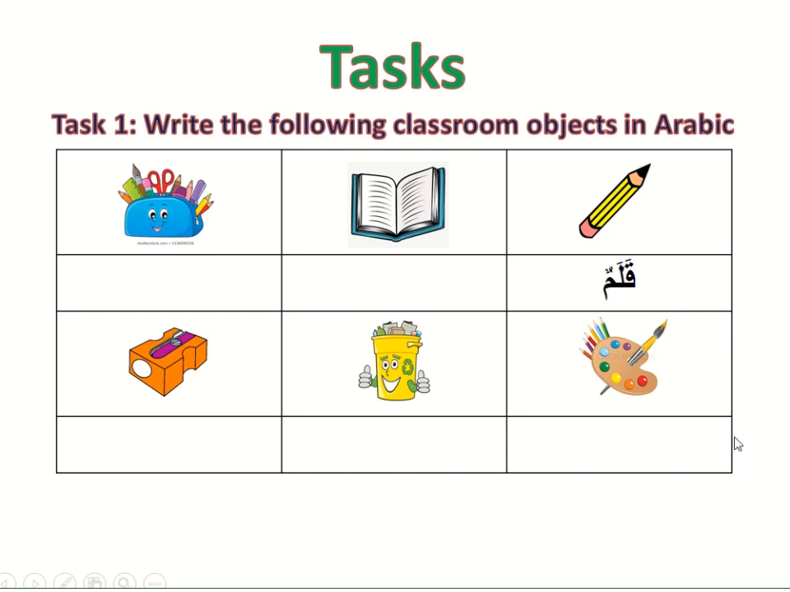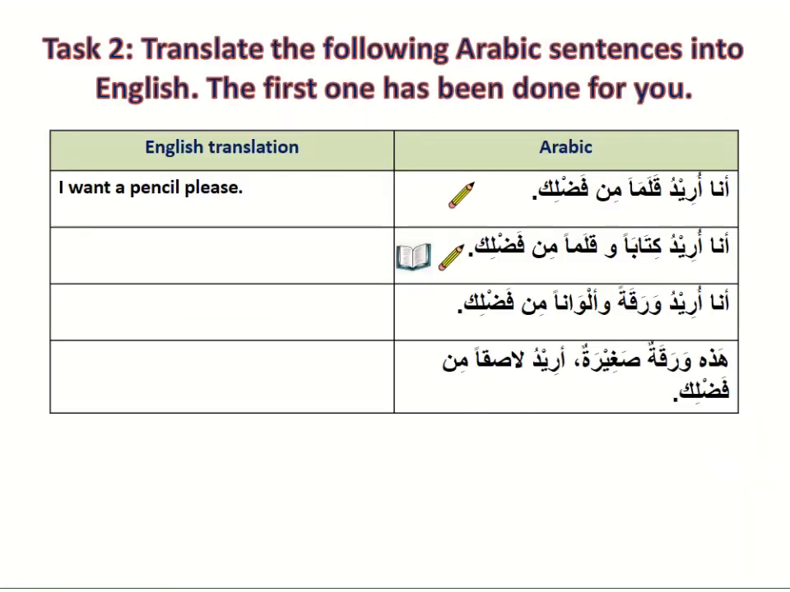Maqlamatun, alwanun, sallatun, mibratun. This is the first task, and the second task is I want you to translate the following Arabic sentences into English, and the first one has been done for you also. أنا أريد, and remember what we said, أريد means I want. قلما من فضلك. I want a pencil, please.